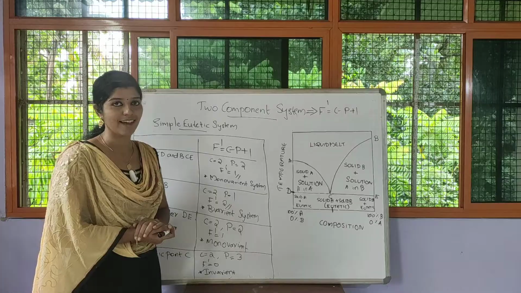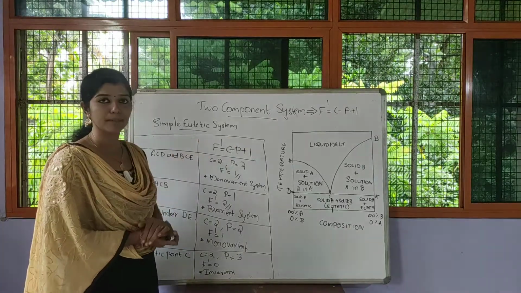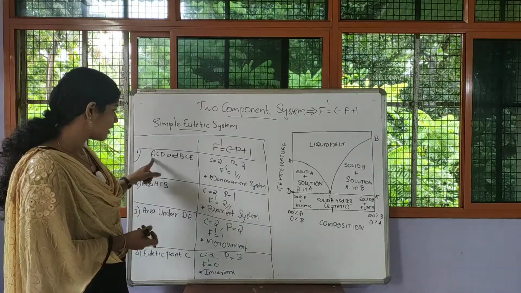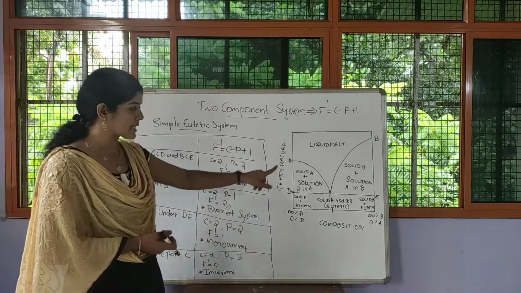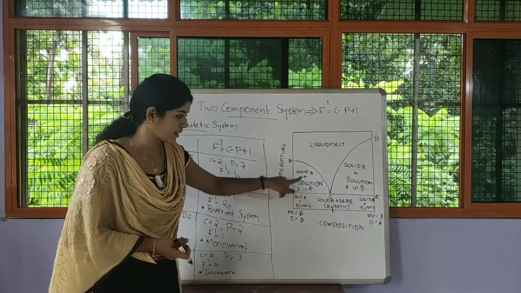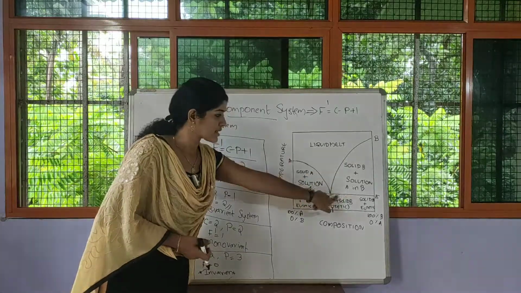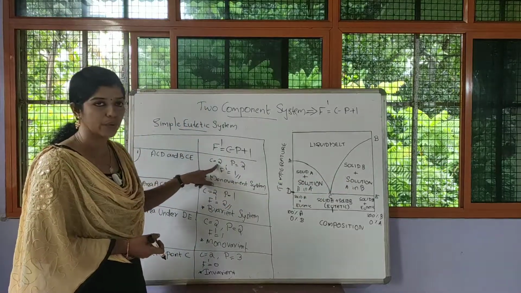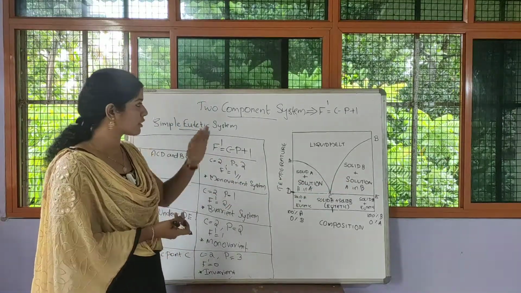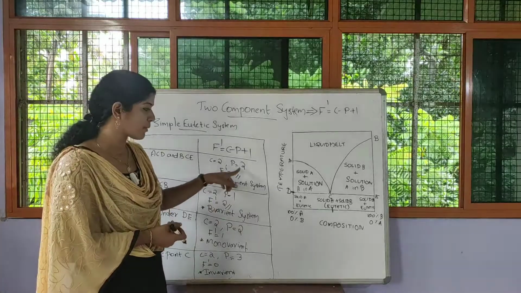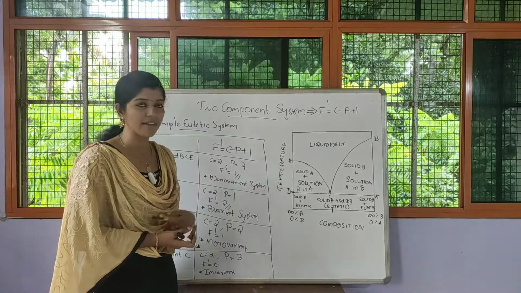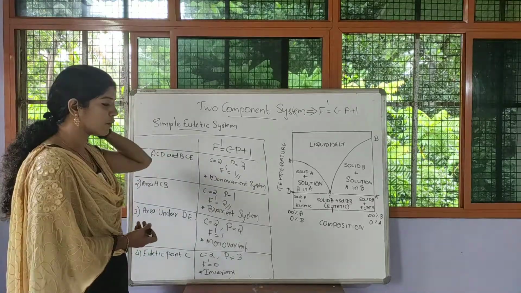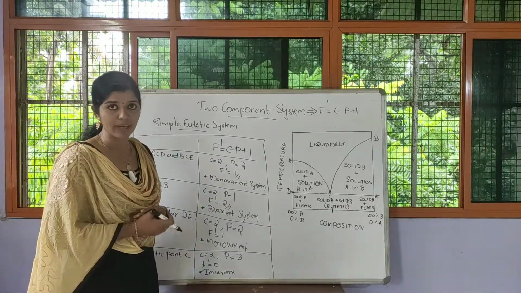Let us summarize our phase rule diagram for simple eutectic system. In our simple eutectic system phase diagram, for the areas ACD and BCE, ACD this portion and BCE this portion, C is equal to 2 since number of components is 2 for a 2 component system. Number of phases will be 2 because we will have a solid phase and a solution phase. So F dash will be equal to 1.